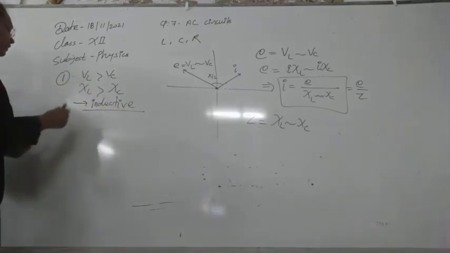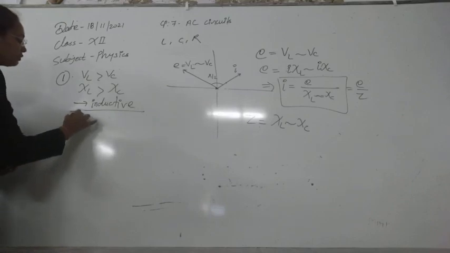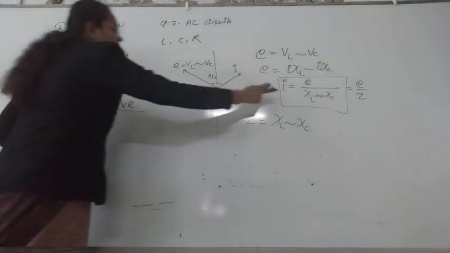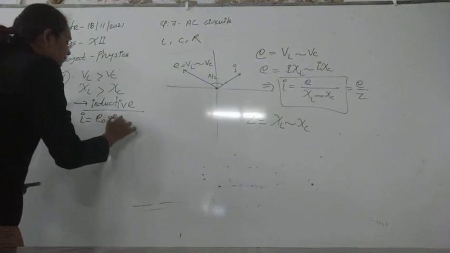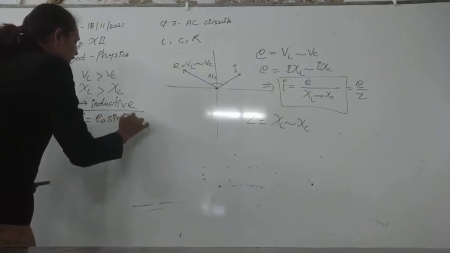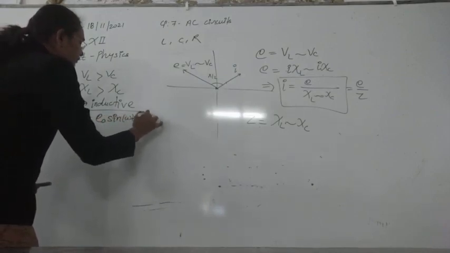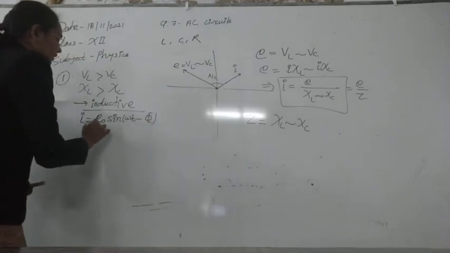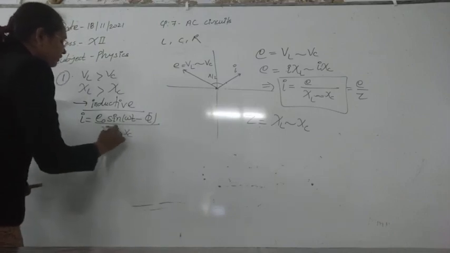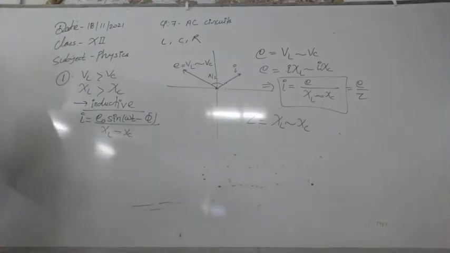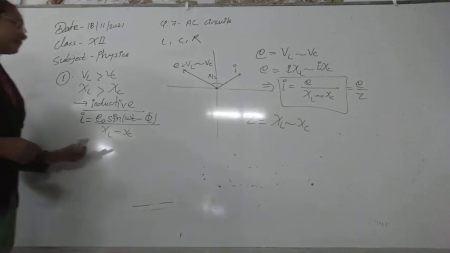Now, in this case, if you have to write the current by using this equation, it will have the value E0 sin of omega t minus phi, upon chi L minus chi C, because chi L is greater. That is the current in the circuit.